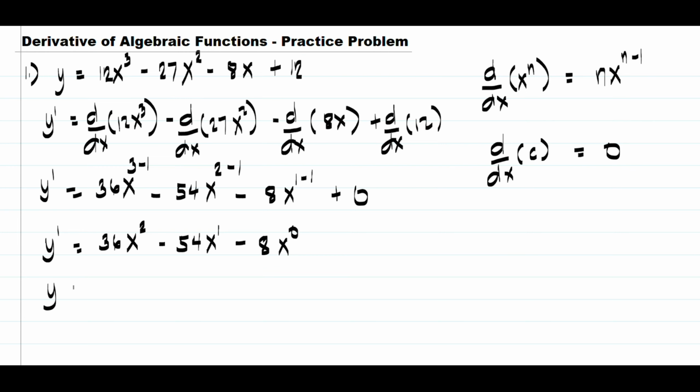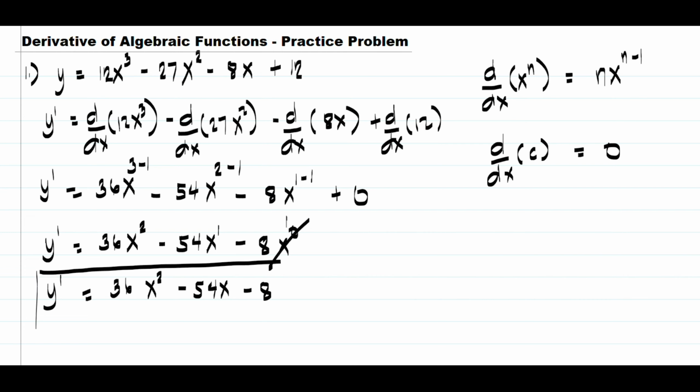So we have here y prime is equal to 36 x squared minus 54 x raised to 0, that is 1. So we are going to have here negative 8. Therefore, this will be the derivative of the given function.